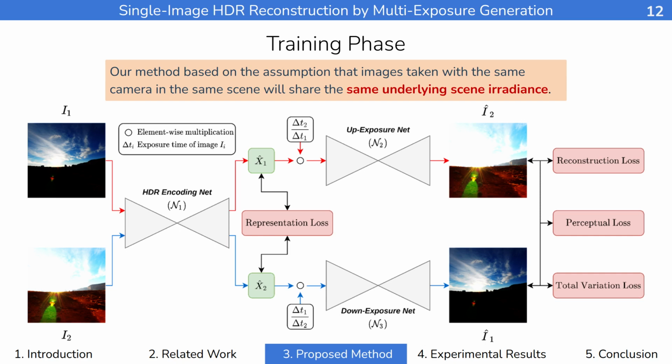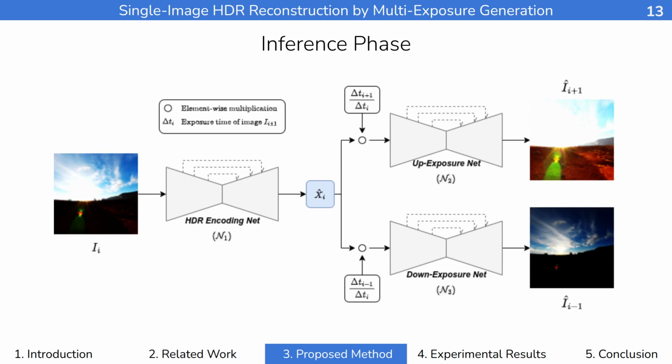To address this problem, we offer a data-driven approach and propose to use a CNN to learn the pipeline inversion. Our method is based on the assumption that images taken with the same camera in the same scene will share the same underlying scene irradiance. Given a pair of images with two different exposures, we predict a latent invariant representation by enforcing the exposure pair to have the same representation when scaled by a factor. This representation can then be scaled and passed to the up or down exposure net to reconstruct different exposure images. To perform inference, we let the network take a single LDR image as the input and produce multiple up and down exposures of that input, then aggregate the images to form the final HDR.